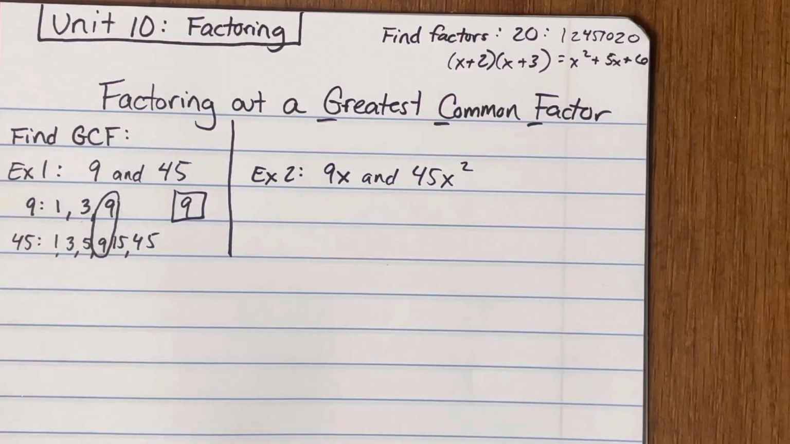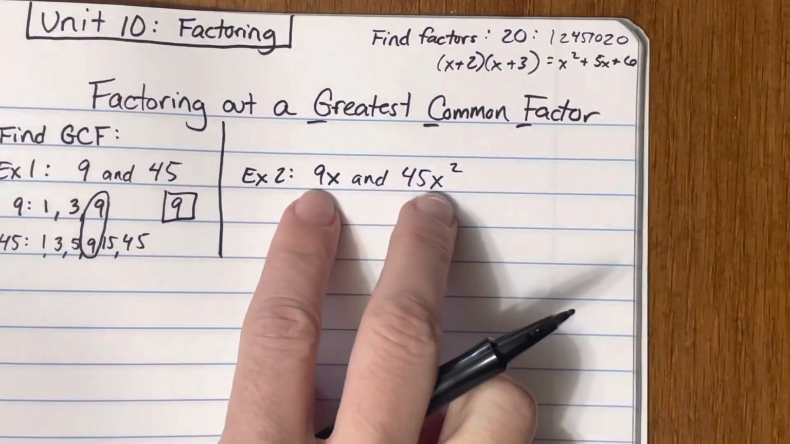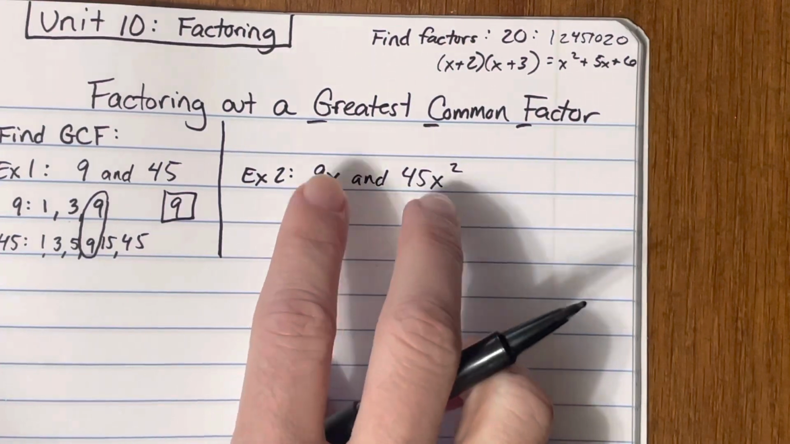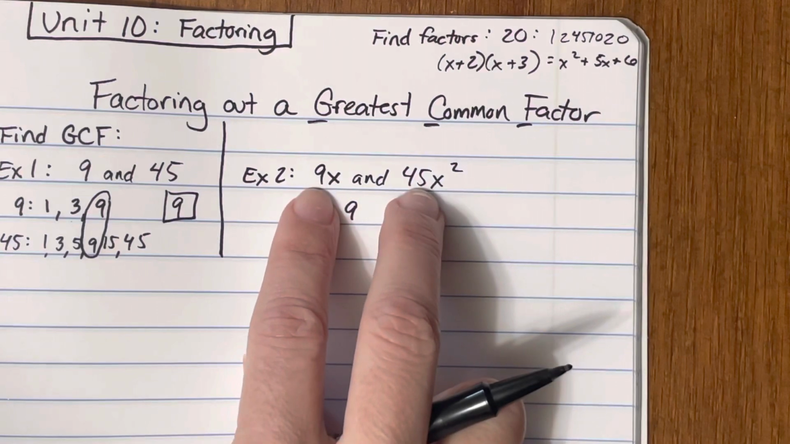So what do they have in common that will multiply together to get them? Well, we already know between the numbers. So I'm going to look at the numbers first. We already know that 9 and 45 share a common factor of 9. They have a 9 in common as far as their factors go.